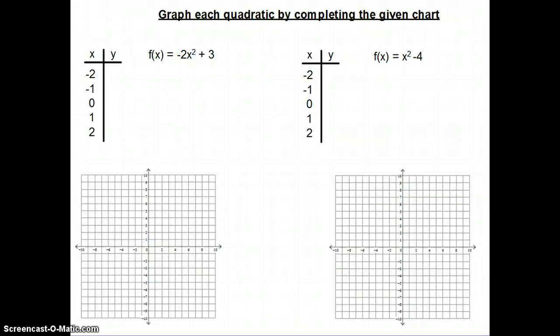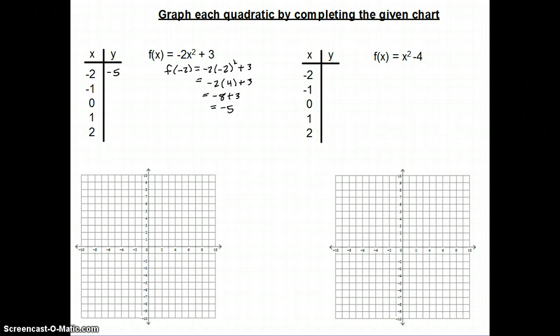Okay, we're going to do a couple more examples. The first one, we've got our chart made. We're going to use the same points, so let's solve for f of -2. That gives us -2 times (-2) squared plus 3, which is -2 times 4 plus 3, which is -8 plus 3. And finally we get -5.